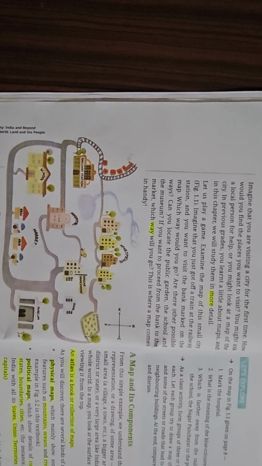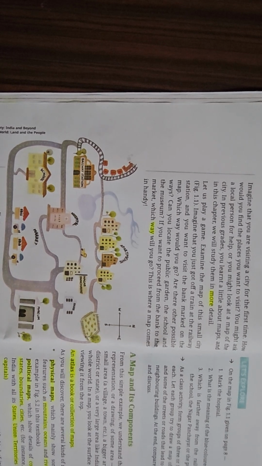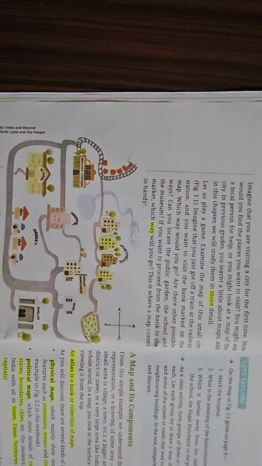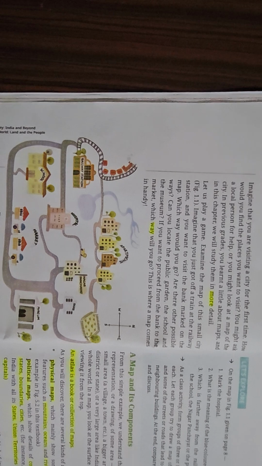Let us play a game. Examine the map of this small city. Imagine that you just got off a train at the railway station and you want to visit the bank marked on the map. Which way would you go? Are there other possible ways? Can you locate the public garden, the school, and the museum? If you want to proceed from the bank to the market, which way will you go?